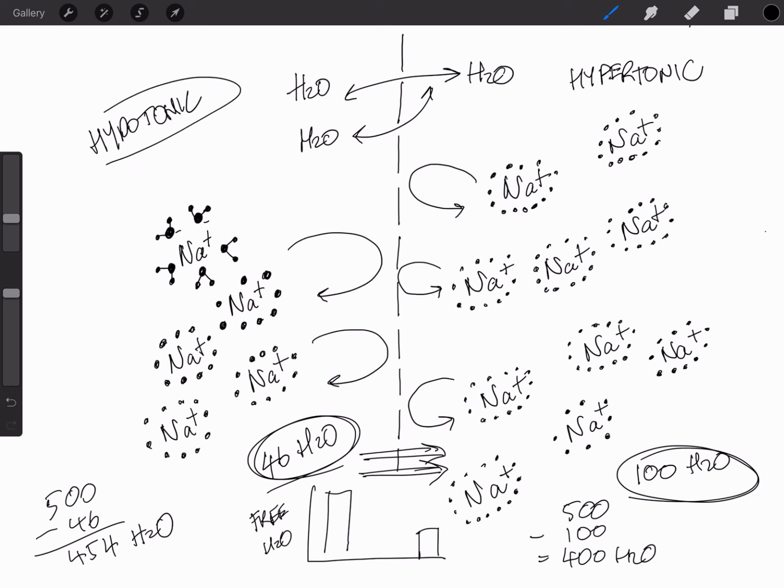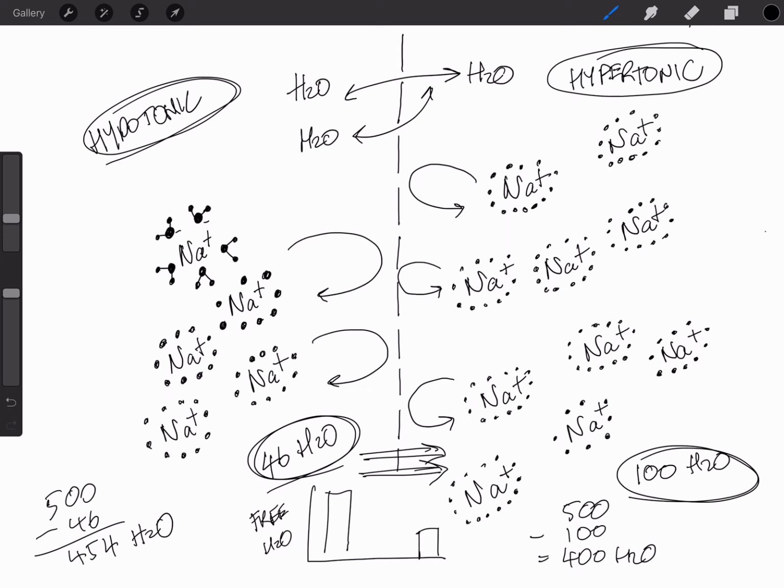Now you can memorize that, if that's what you want to do, you go ahead and do that. But we're always going to have water moving from hypotonic to hypertonic. When I give you different examples of this on quizzes, you need to be able to explain why water moves from hypotonic to hypertonic.